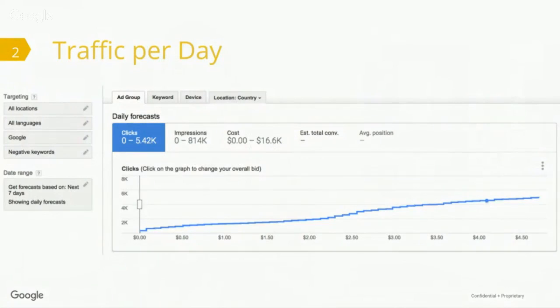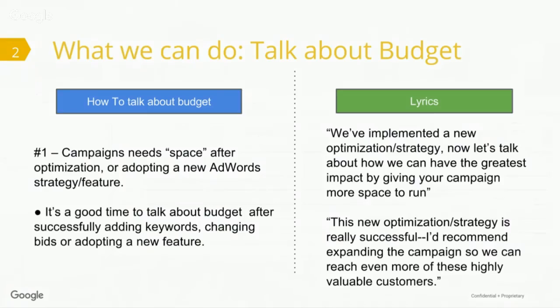So traffic per day. So making sure that we're showing this is how many eligible queries are happening per day in your particular industry. And this is how many you could show up for. So this is a really good way to put a concrete number to the opportunity.